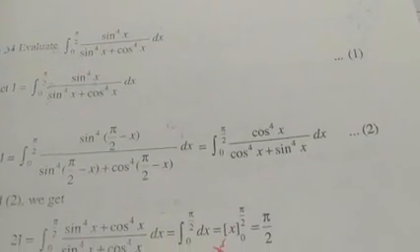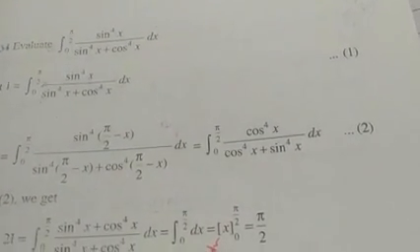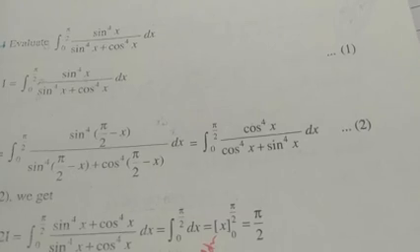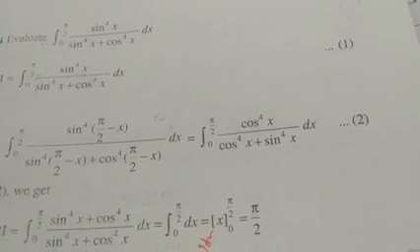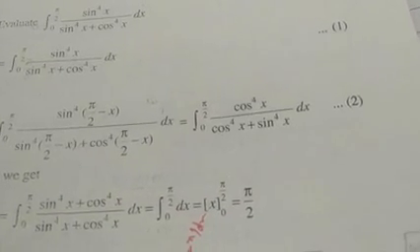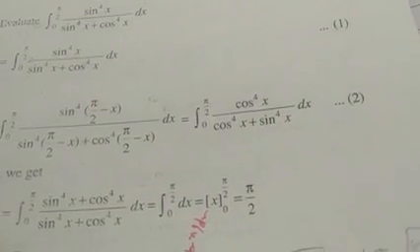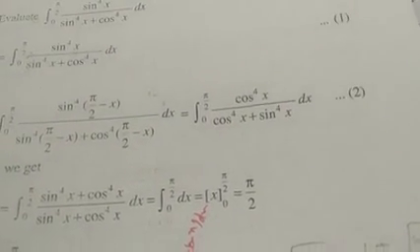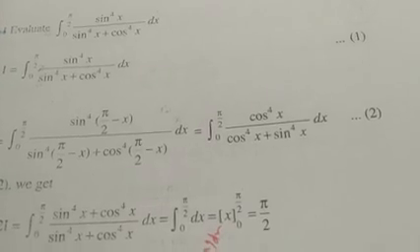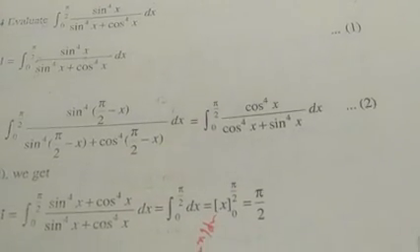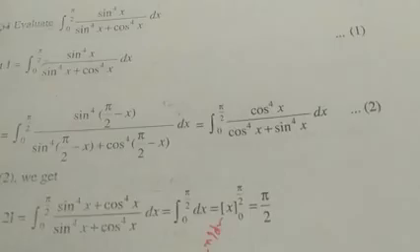Let us see example 34 on page number 345. Evaluate the integral from 0 to pi by 2 of sin power 4x dx divided by sin power 4x plus cos power 4x. See here, it is not always necessary to apply the same property. So you need to decide where to apply the property. When it is like this, you may get it. That's what I'm telling, it's not always.